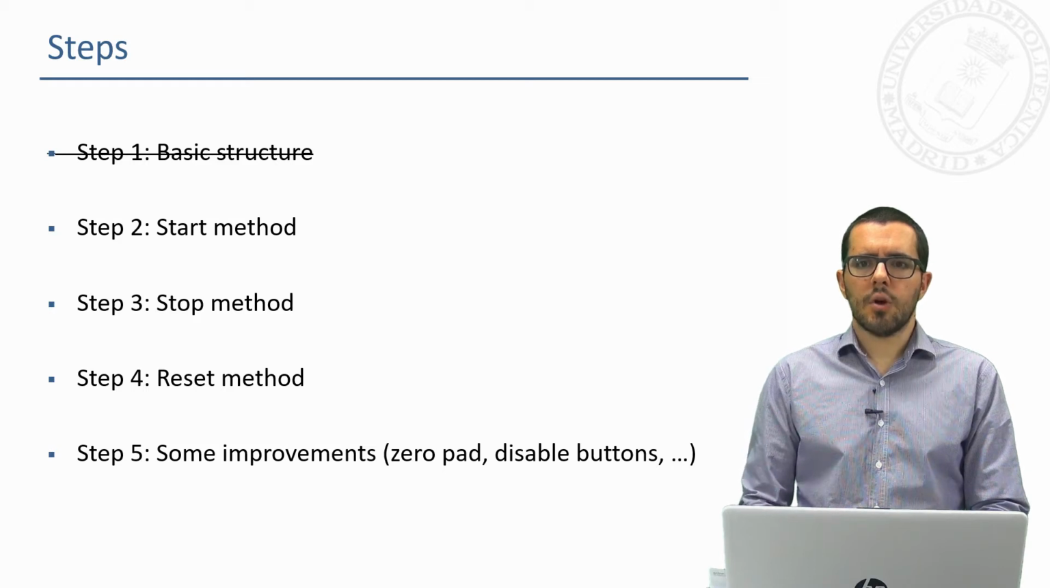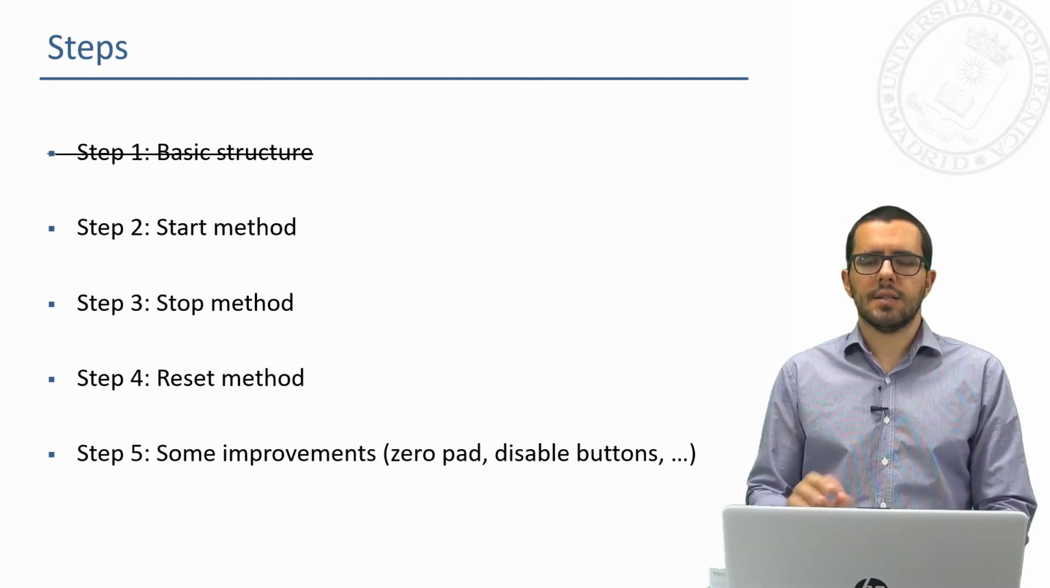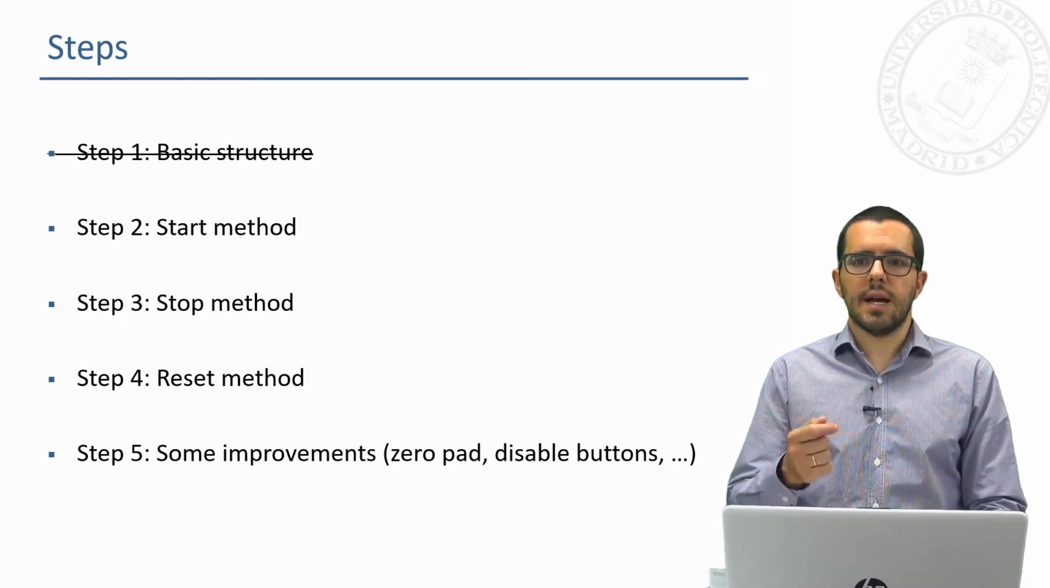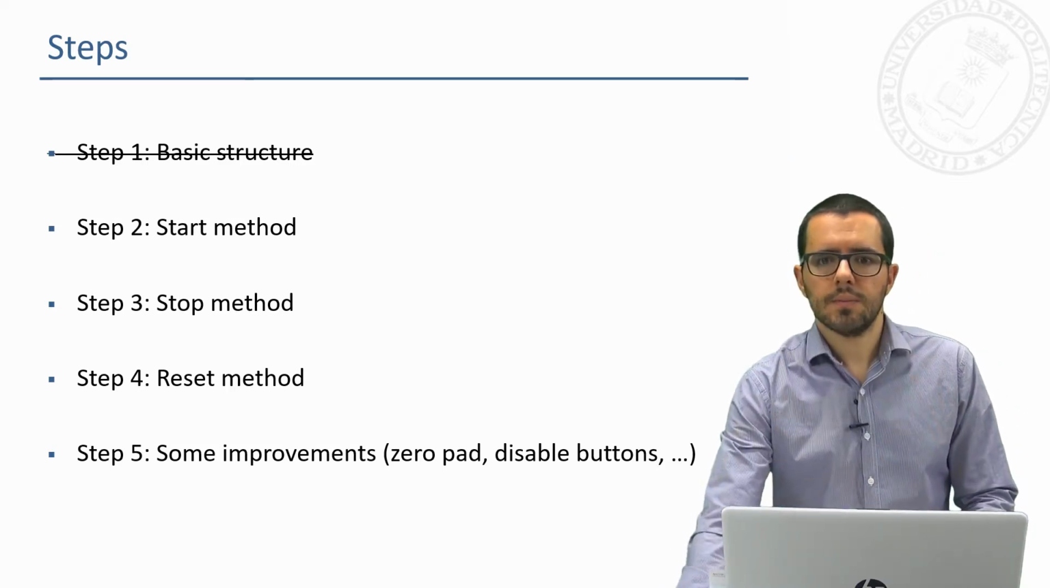Now we have the chronometer with the basic structure, the basic HTML and CSS, and a small state that is just a JavaScript object. We are going to start coding the different methods, the start, stop, and reset method. Okay, let's code.